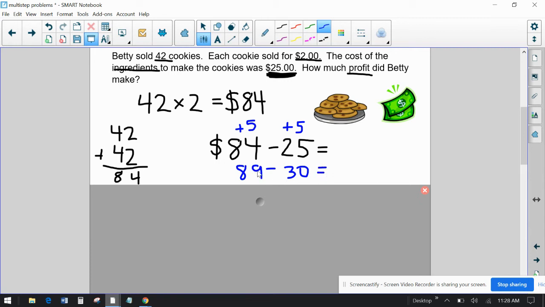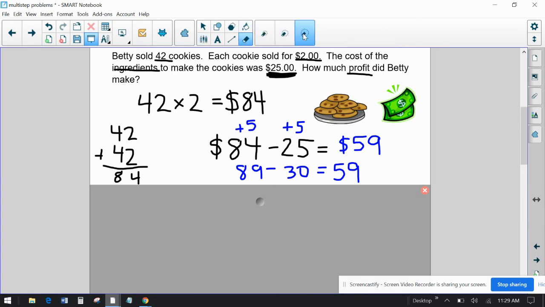89 minus 30. Well, I know an 8 is a 5 and a 3. So 80 minus 30 is 50. And then nothing happens in the ones place, 59. So the answer is she made $59 from her cookie sales. That means she made $84, but it cost her $25 to make the cookies. So she had made a profit of $59.